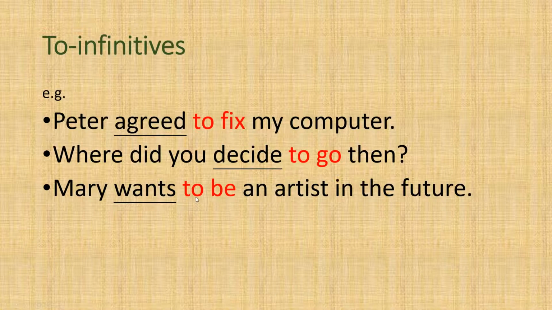The last example. Mary wants to be an artist in the future. Again, you can see the main verb here, wants. After the main verb wants, again, to infinitive, to be. You never say Mary wants being an artist in the future. This is wrong.